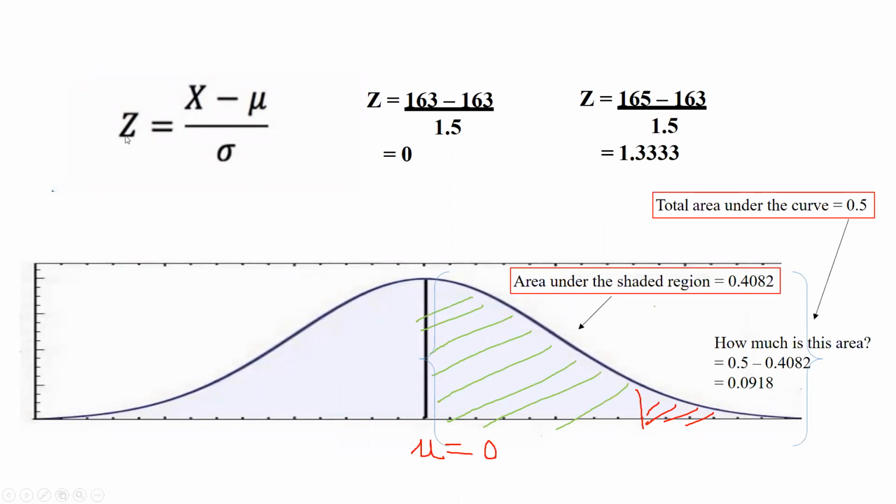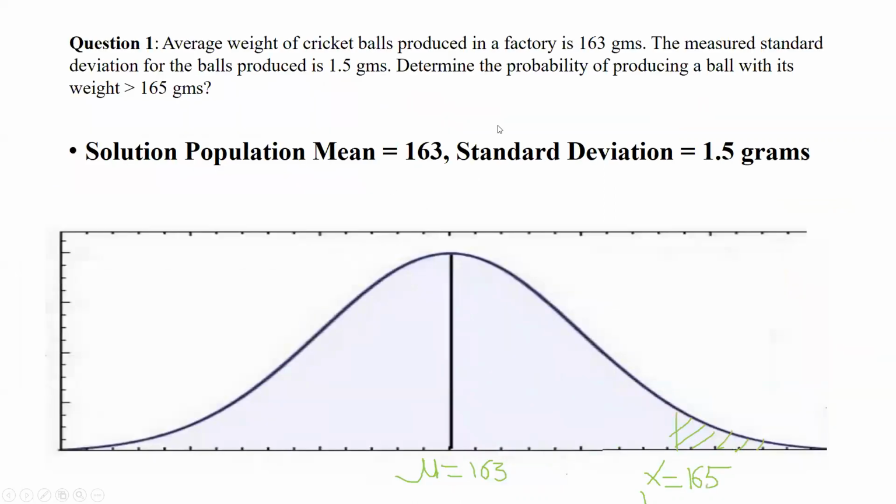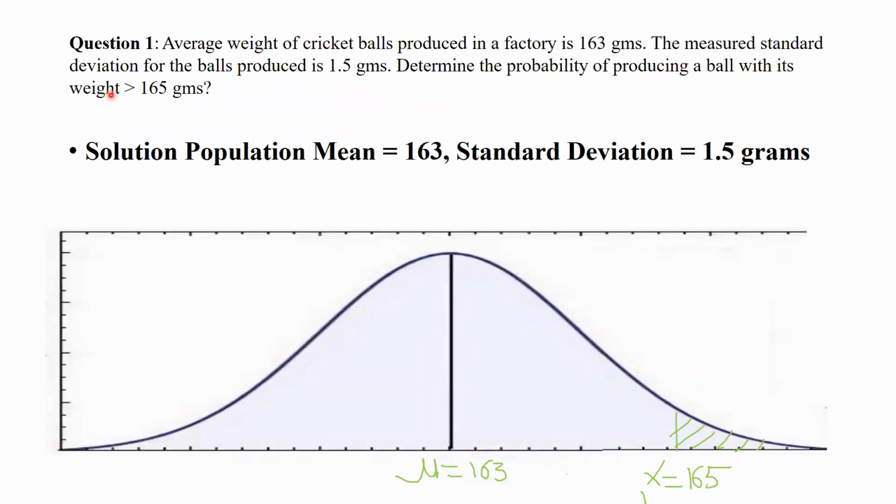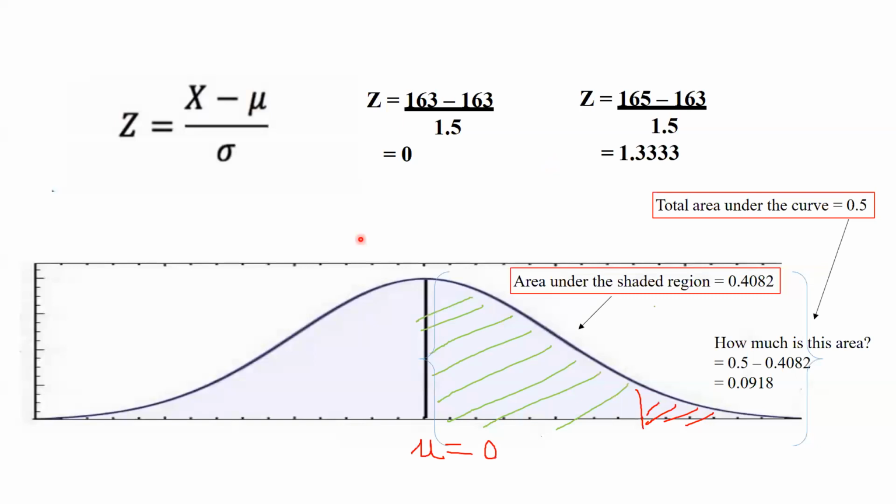The formula of Z we are going to calculate is x minus mu divided by the standard deviation. Mu in this case is 163. As I mentioned, the population mean is 163. We put 163 here, and when x is 163, it is 163 minus 163 divided by 1.5, which means the z value is 0. But we want to calculate at 165 grams, so what would happen?